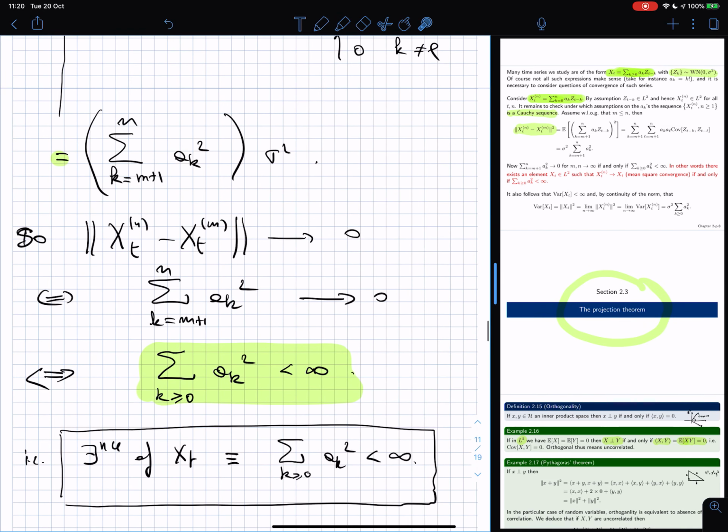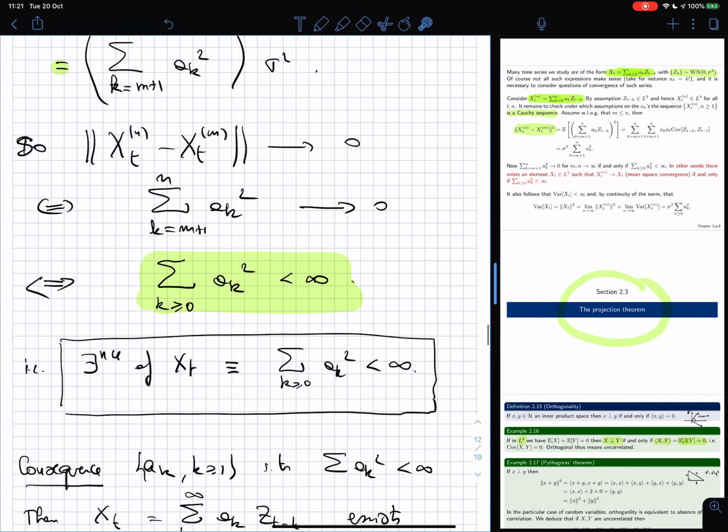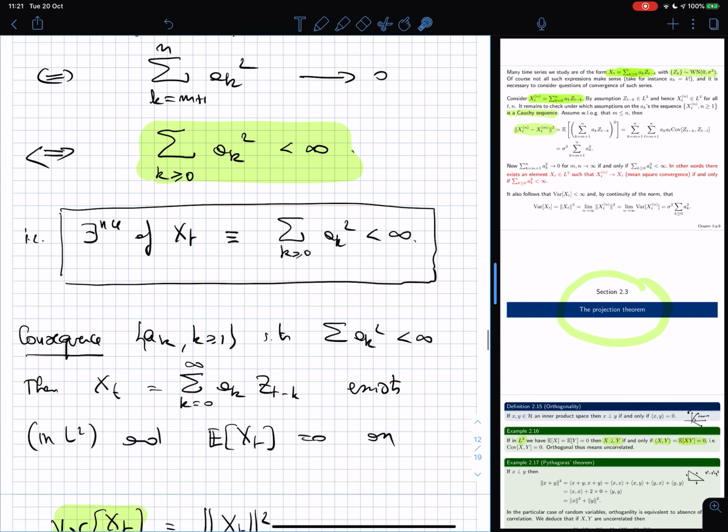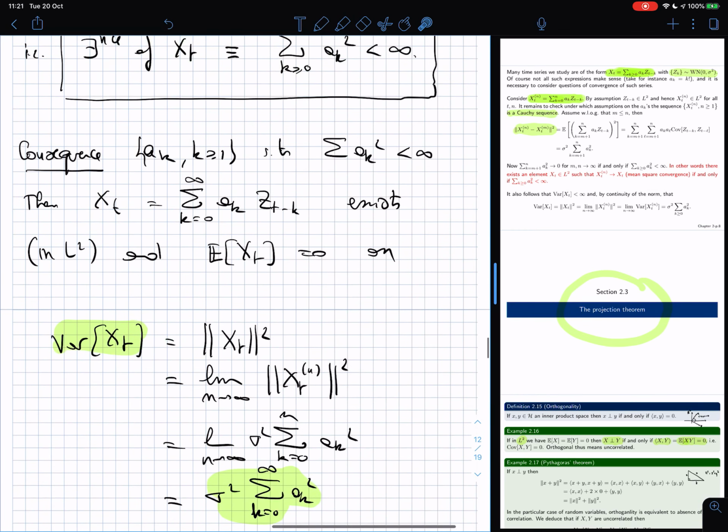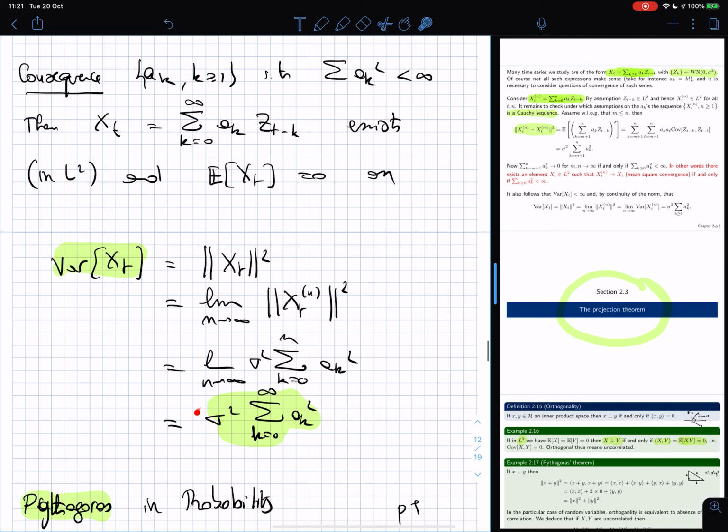And from what you know about sequences, you should know that this goes to 0 for all m and all n if and only if the series here converges. So basically, we have just shown by studying convergence in L2 that if you have a sequence of a_k such that this sum here is finite, then the corresponding process exists in L2. Moreover, it has the mean of the Z_t, so it's therefore 0, and has variance the sum of the a_k squared times sigma squared.